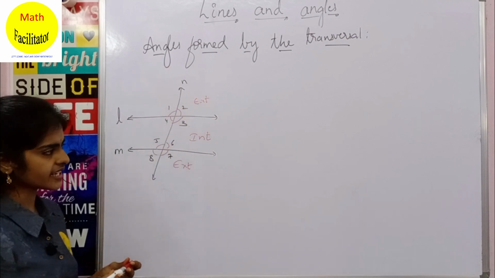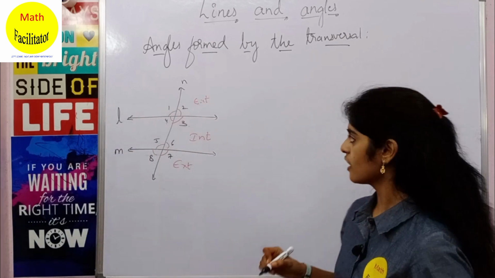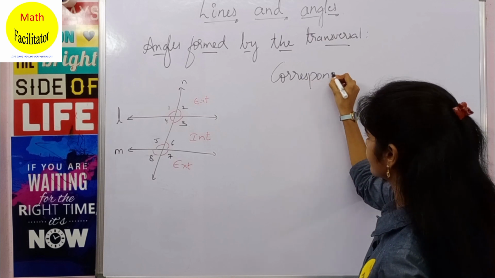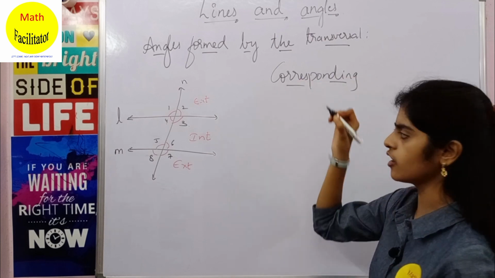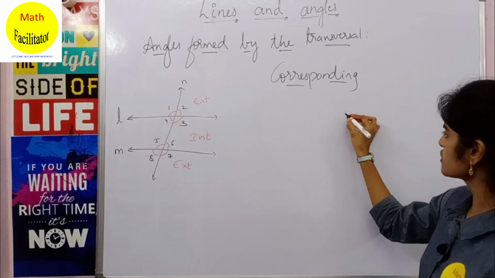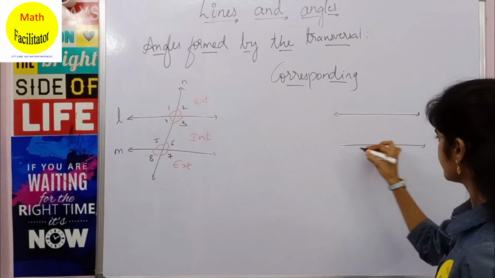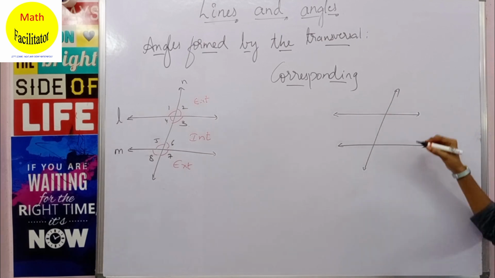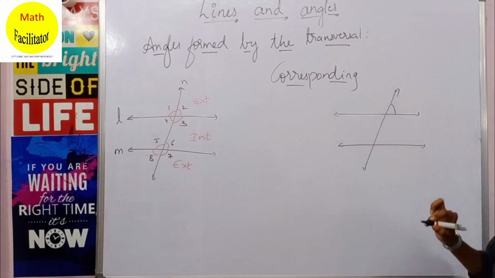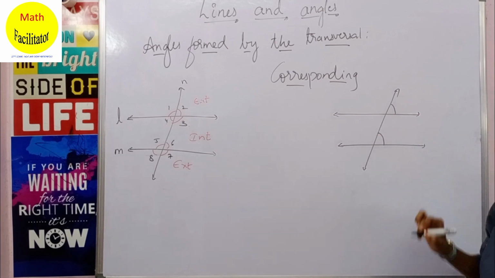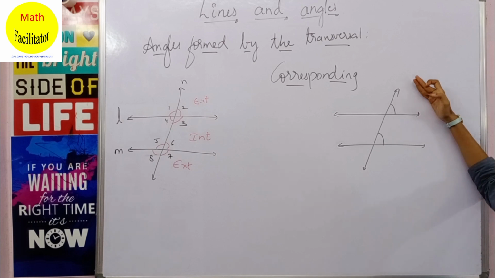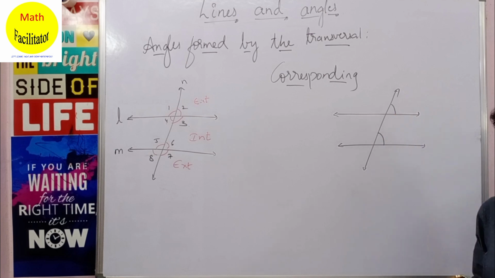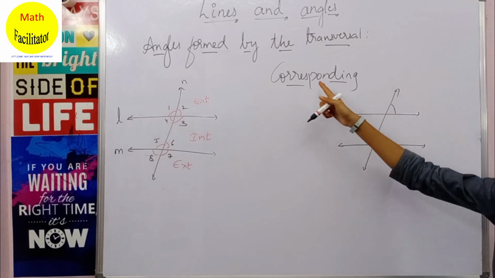Now there are other types of angles also, like corresponding angles. You have already learnt these in your class 7 in detail. Now what are corresponding angles? Suppose you have two lines in this way, and you have a transversal. Corresponding angles are those where one angle should be exterior, one angle should be interior, and both these angles should be on the same side of the transversal. Then these angles are called corresponding angles.